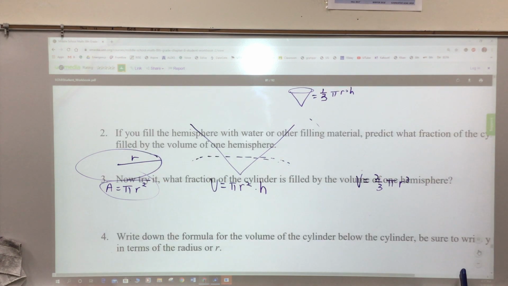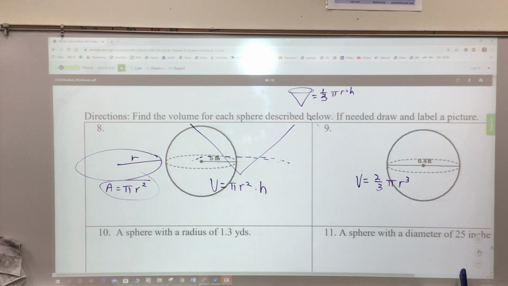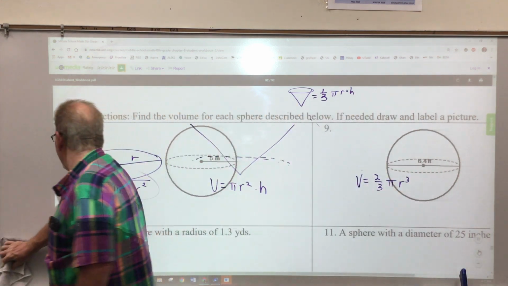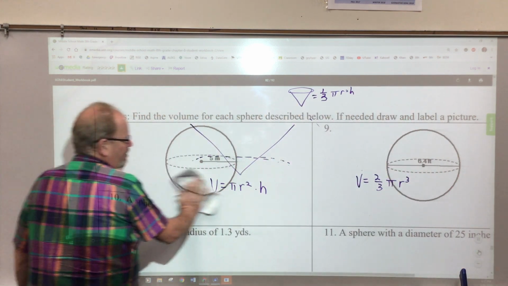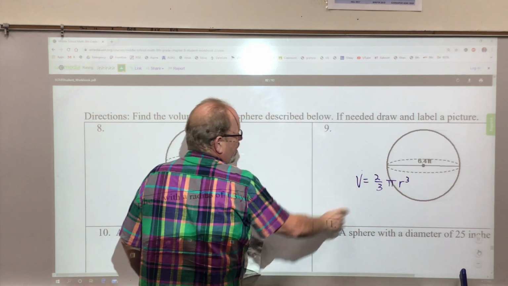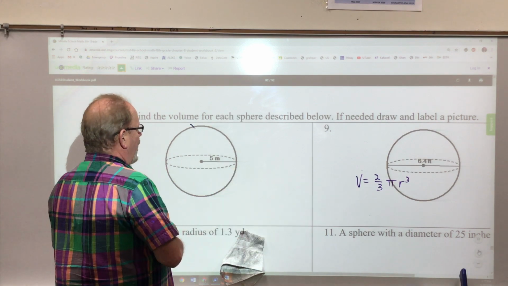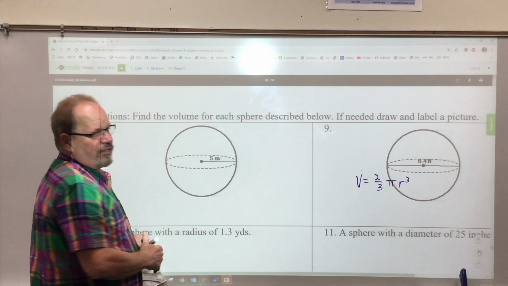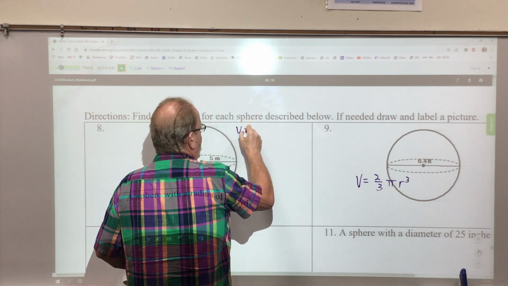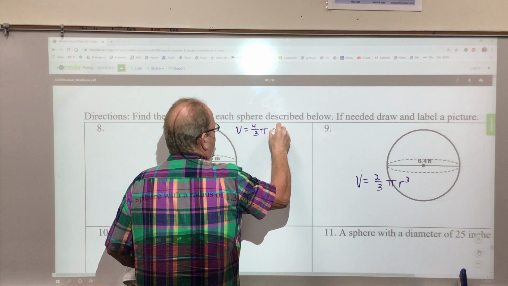So now a sphere is like two hemispheres put together. So instead of being 2/3 pi r squared h, it's going to be 2 times 2/3, or 4/3 pi r squared h. Now, you're really cheating yourself out of learning if you haven't done this. Volume equals 4/3 pi r to the third power.